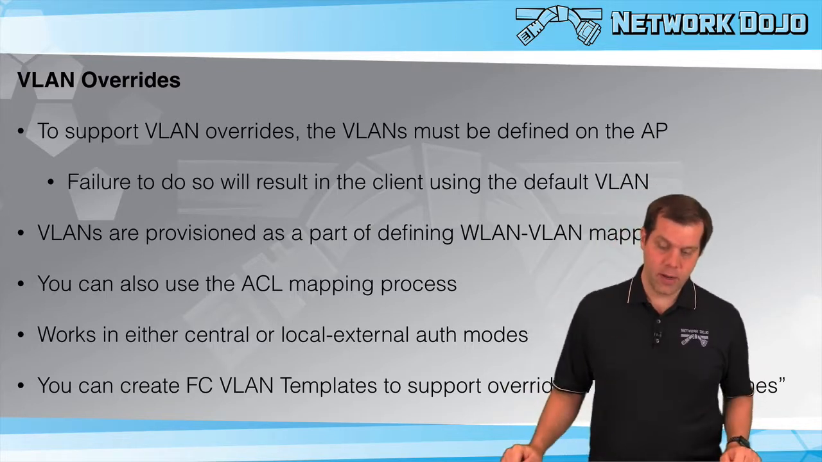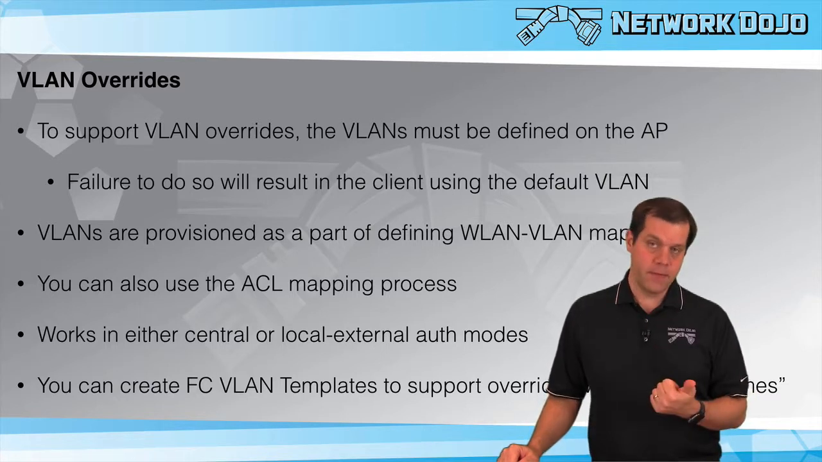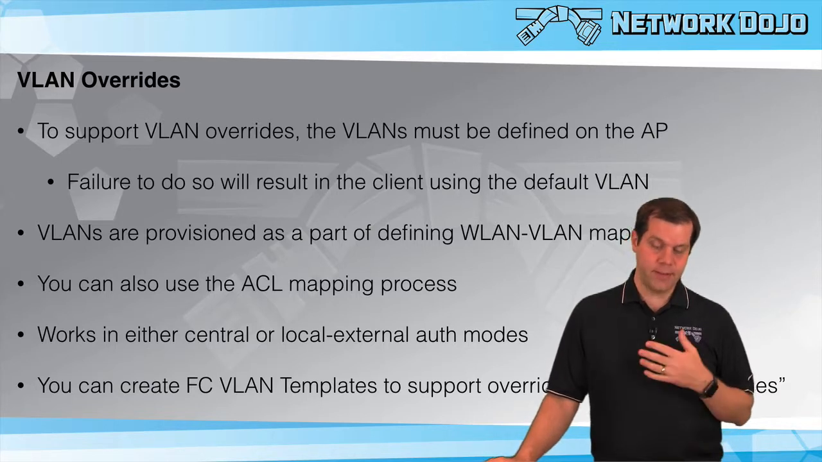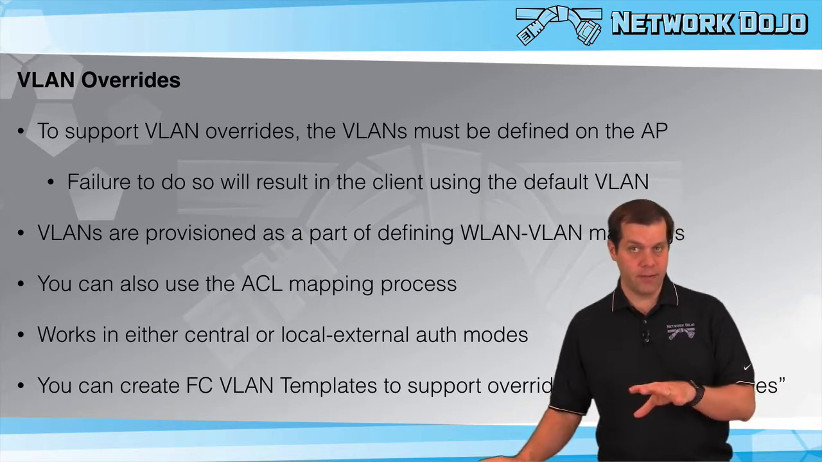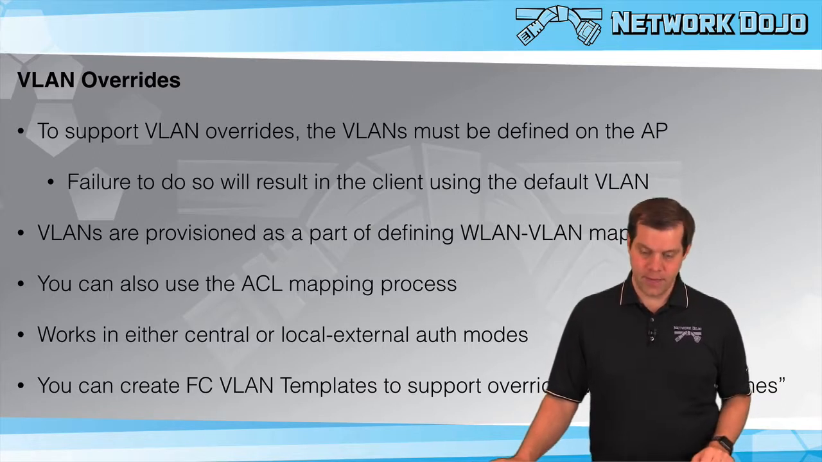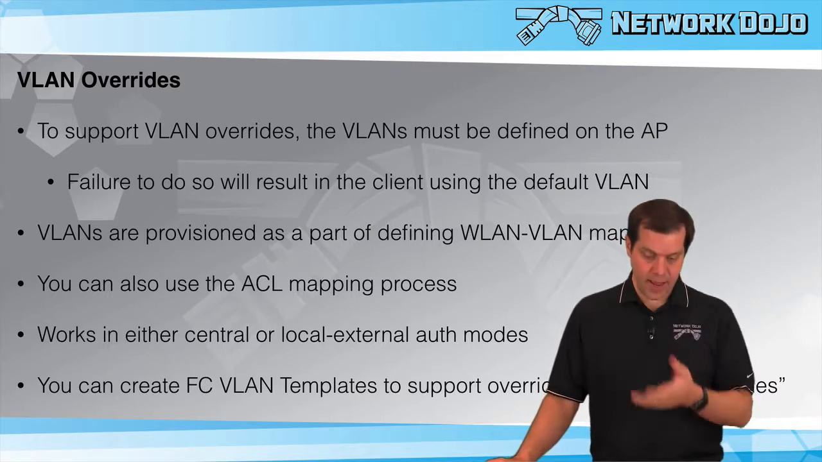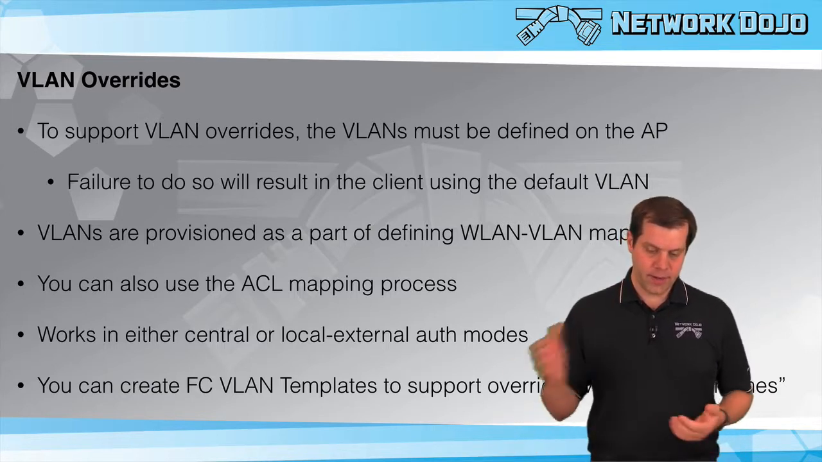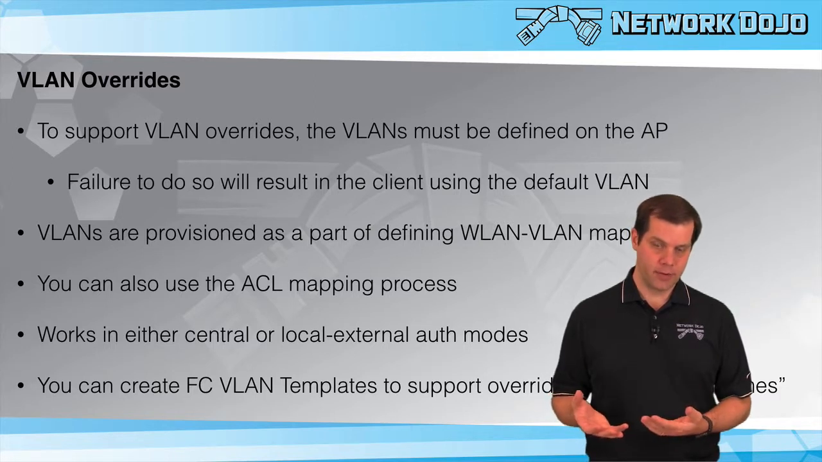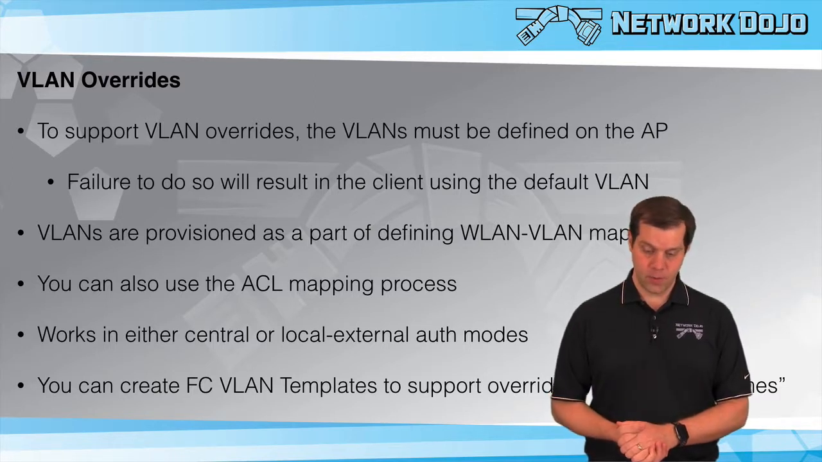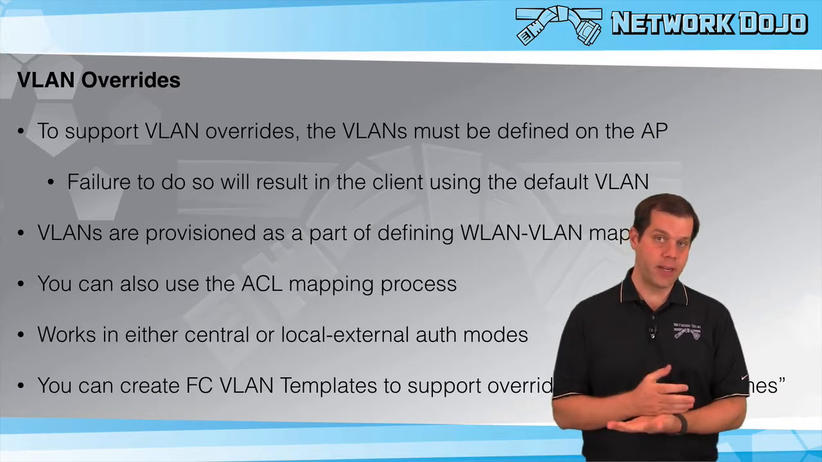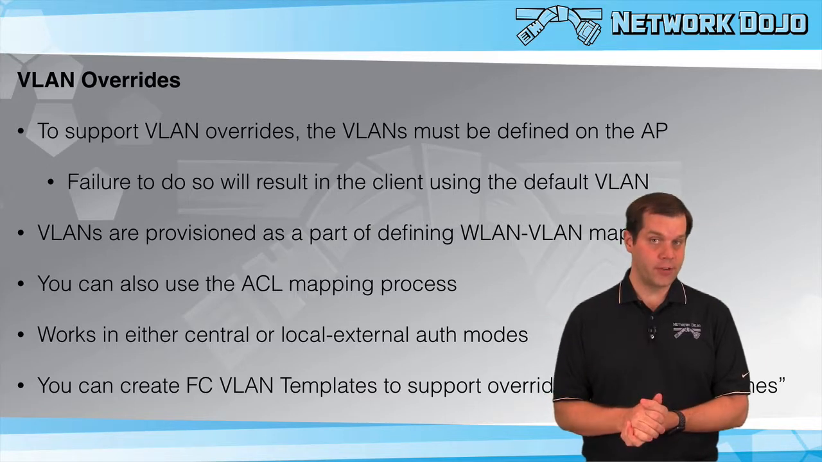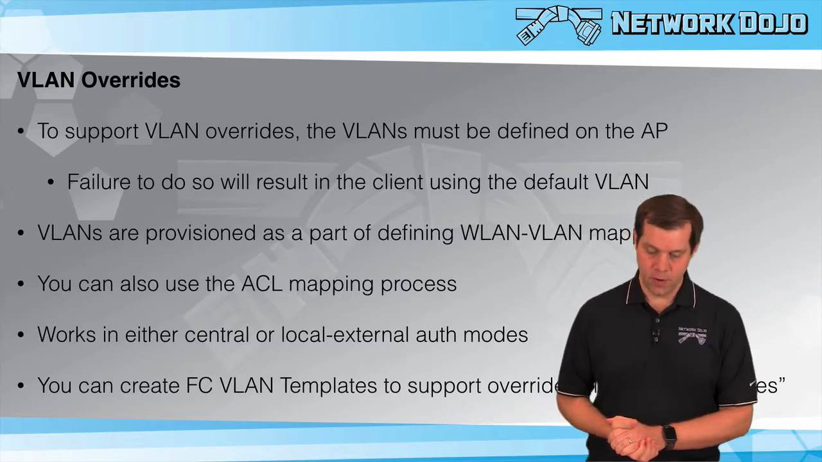But what if we need to do an override to a VLAN that is not the native VLAN and is not defined through a WLAN to VLAN mapping? We can actually use the ACL mapping interface to provision a VLAN. We just don't call out an ACL as we use that. This will work whether we're in central authentication or local external authentication, so these VLAN overrides work in both cases. It's not like we have to be in connected mode for this to work. As long as we're in a mode that leverages an external RADIUS server, we can support the VLAN overrides.